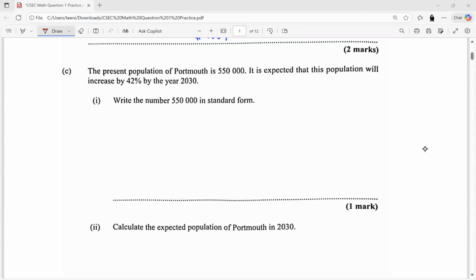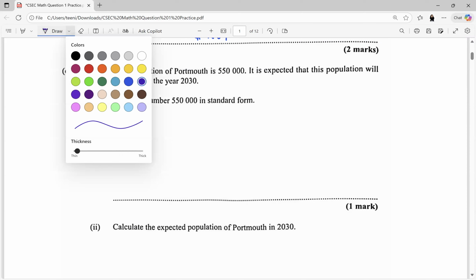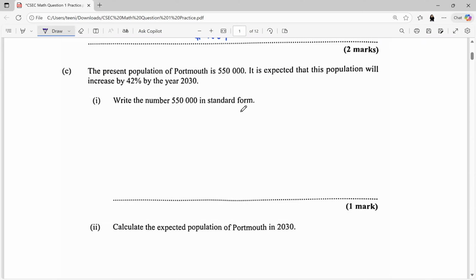If I wanted to write 550,000 in standard form, I would first need the first number to be between 1 and 10, right? So where should I put the decimal point in this number to make it a number between 1 and 10? After the 5? Which five? The first five or the second five? The first one? Yeah, because that would make it 5.5, right?